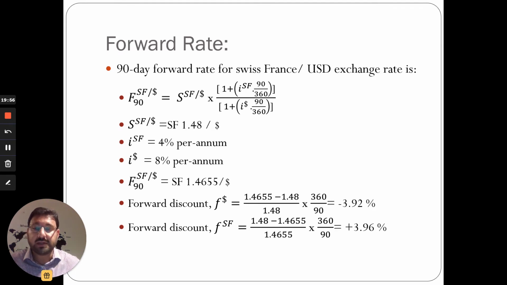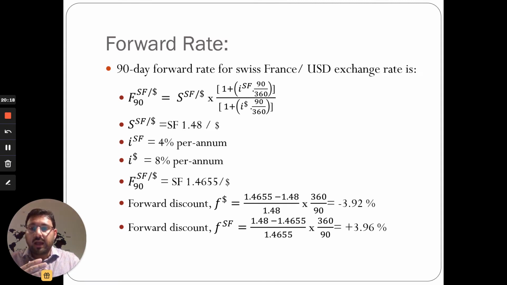As you might recall from my previous videos, if I want to find the premium, I simply have to subtract the small number from the big number, and whatever is the last number subtracted will come into the denominator, multiplied by 360 divided by 90. This will give us the rate on a per annum basis.